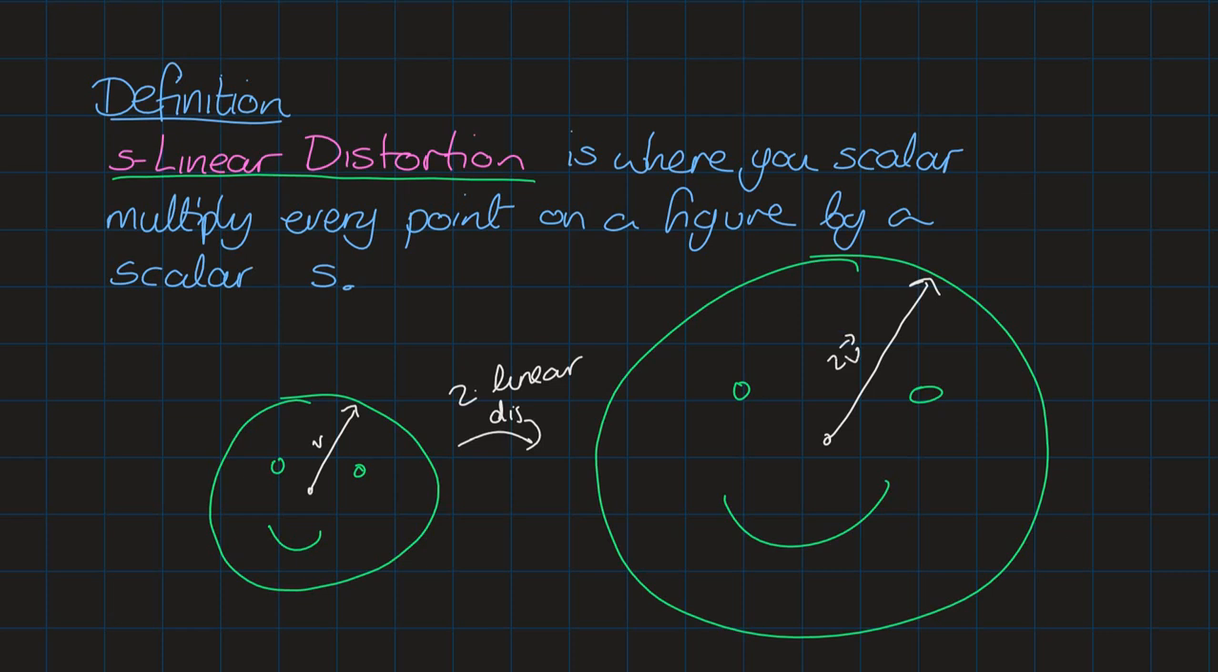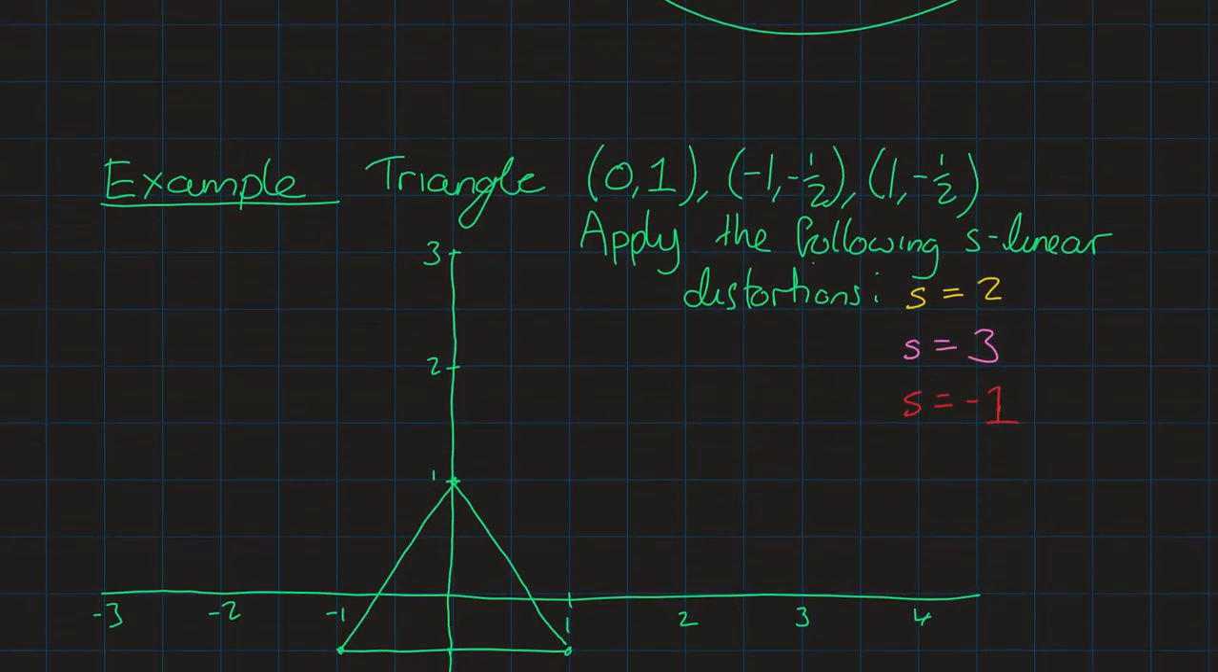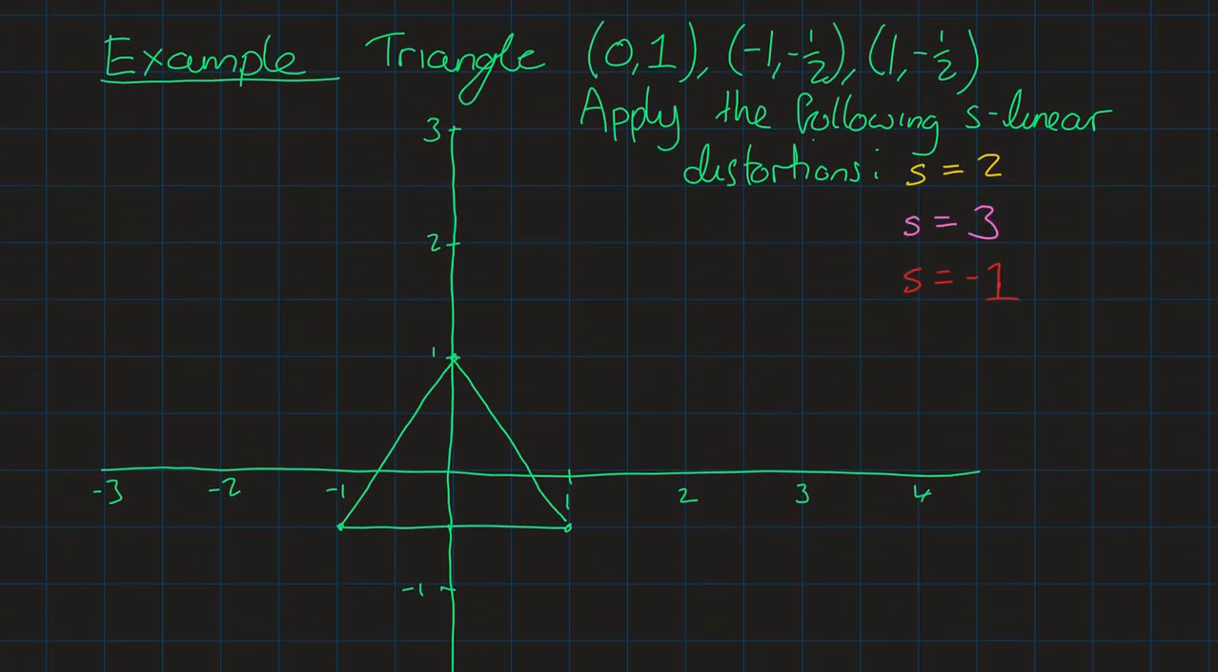So let's look at a more concrete example. In this example I'm going to consider the triangle given by the vertices (0, 1), (-1, -1/2), and (1, -1/2). So it's the green triangle which I've already drawn. And all I want is for you to apply the following S-linear distortions, and I give you the numbers. So first of all, s equals 2.